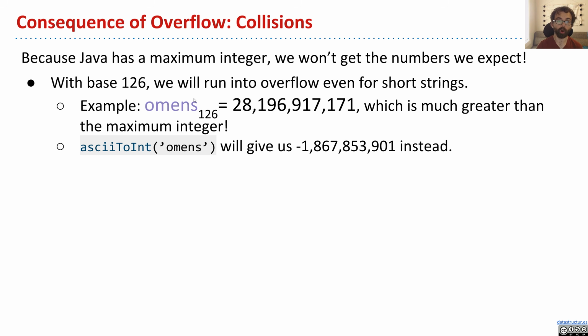So for example, omens in base 126 is 28 billion, which is way bigger than the maximum integer, which is only around 2 billion. So instead, this will overflow many times, and it'll eventually settle down at negative 1.8 billion. Okay? So we would expect 28 billion, but we get negative 1.8 billion, and that's going to be an issue we need to take to heart.